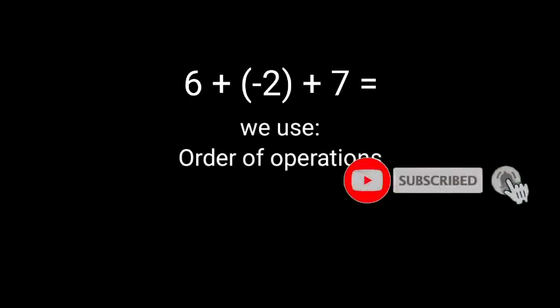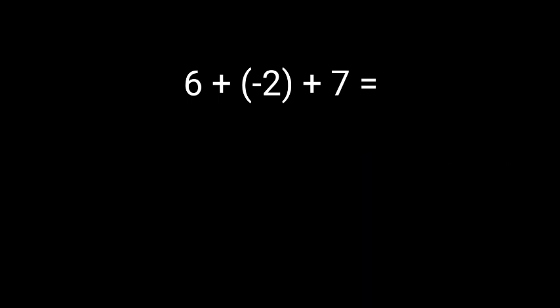So according to order of operations we have to solve the equation from left to right. So let's start with 6 plus -2 equals 4. We bring down plus 7. 4 plus 7 equals 11.